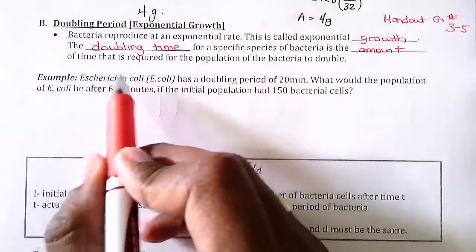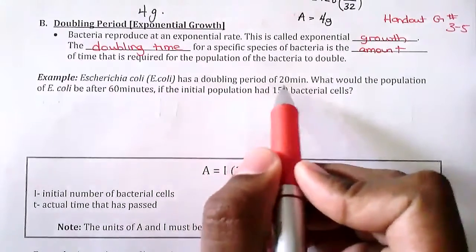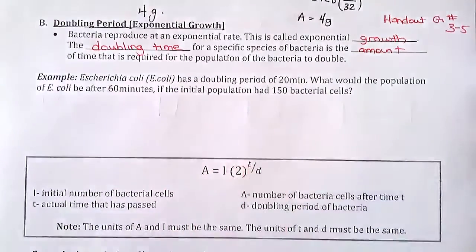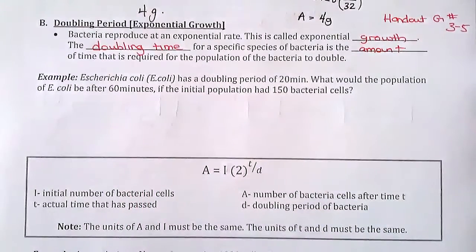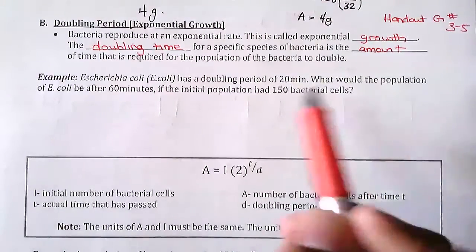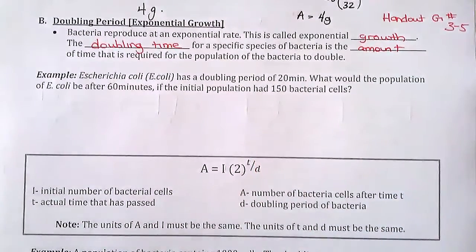So E. coli, also known as Escherichia coli, has a doubling period of 20 minutes. What does that mean? Every 20 minutes, we have double the number of E. coli, or that bacteria. And this is just a fun fact, why bacteria spread so quickly, because most of them do have very small doubling periods. So if you start off with just 100 bacteria on a surface, let's say your desk, within 20 minutes, you have 200. The next 20 minutes, you have 400, so on and so forth.